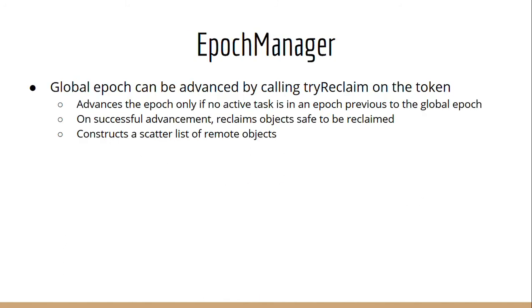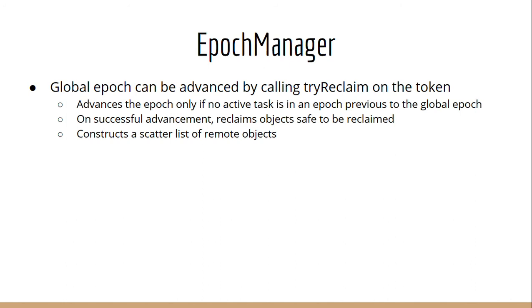So global epoch can be advanced by calling try reclaim on the task token. This in fact is the only way to advance the global epoch. In epoch-based reclamation scheme, reclamation is performed only when the global epoch advances successfully. Global epoch can advance only if no active task is in an epoch previous to the global epoch. A task being in the same epoch as global epoch does not affect global epoch advancement.